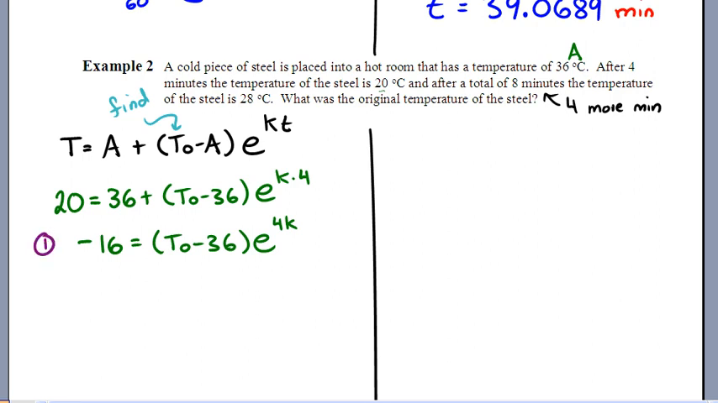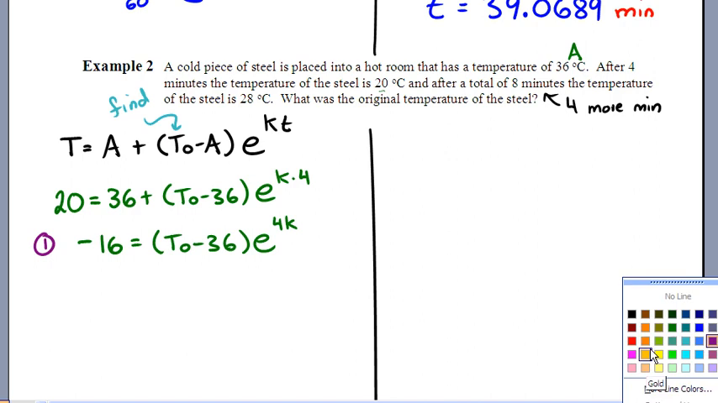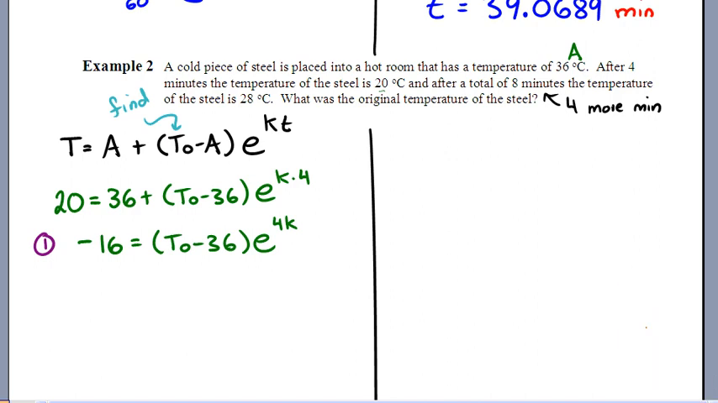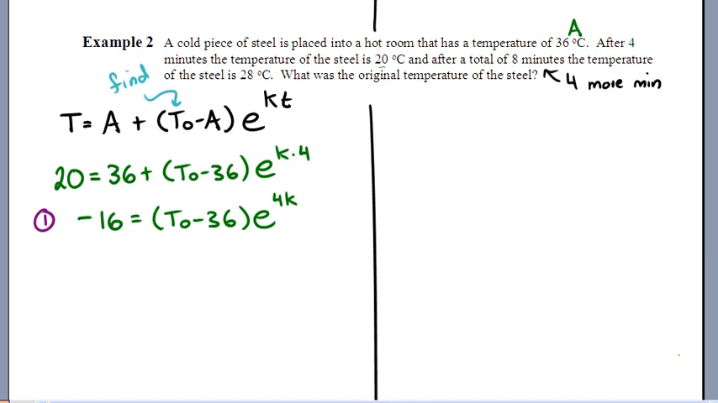Now let's go after the other clue. Okay, so I'm just going to grab a different color here. We'll go orange. The other clue says, well, if you go 4 more minutes, right, so 8 minutes from the beginning, then the temperature's up to 28. So we can say, okay, you're up to 28. That's equal to room temperature, 36, plus some original difference, e to the, now it was 4 more minutes, or a grand total of 8. So I could put in here k times 8.